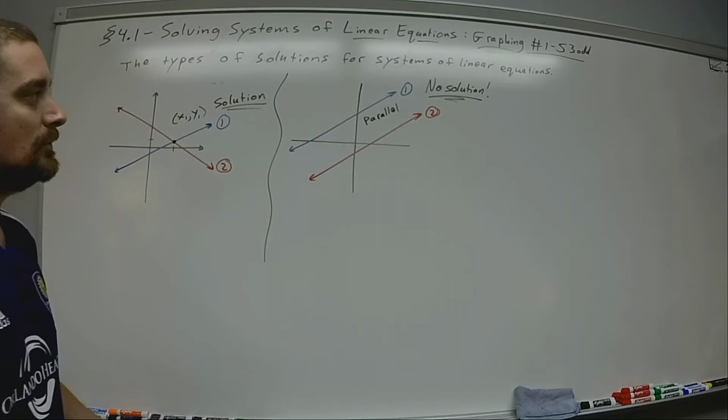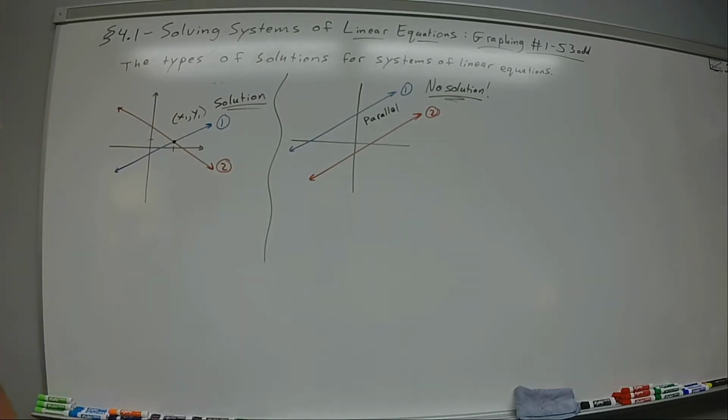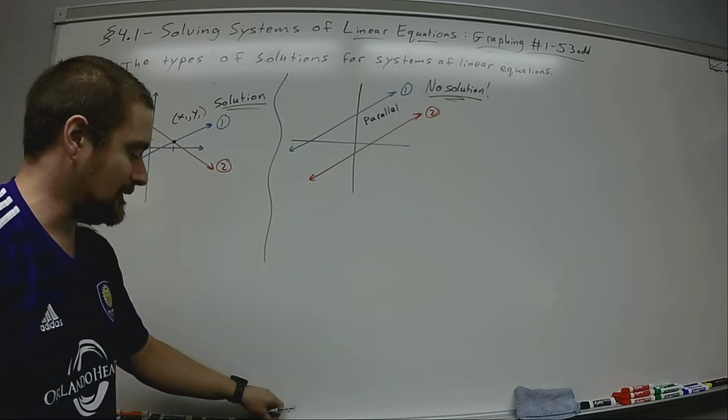There would be no solution to our system because, unfortunately, no matter what x and y ordered pair I choose, it will never satisfy both at the same time.